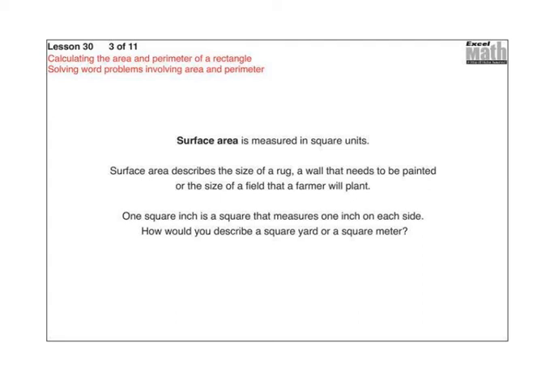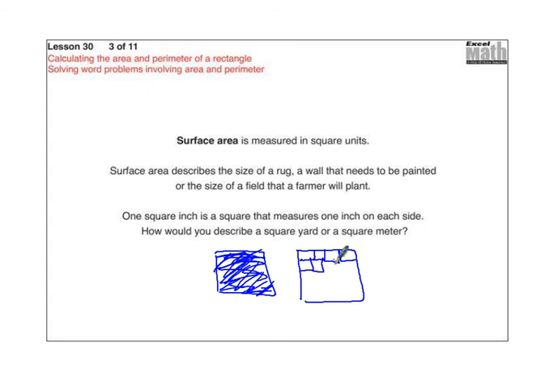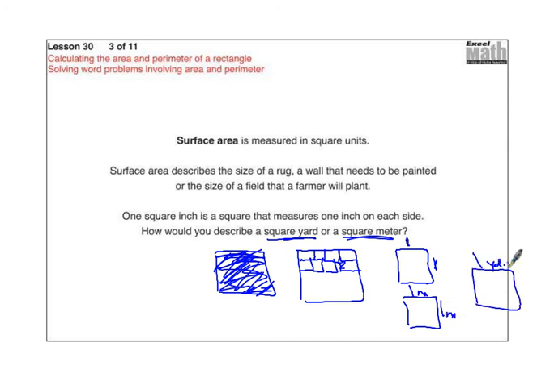So surface area is like on a rectangle, it's all of this, where you put the rug, how much we need to plant in the field, and if you measure something small, you might see how many square inches make up this shape. Square inches, right? Well, each square inch measures 1 inch by 1 inch. How would you describe a square yard or a square meter? Well, what you would say is it's 1 meter on each side for a square meter, or for a square yard, it's 1 yard on each side. That's what a square yard is.